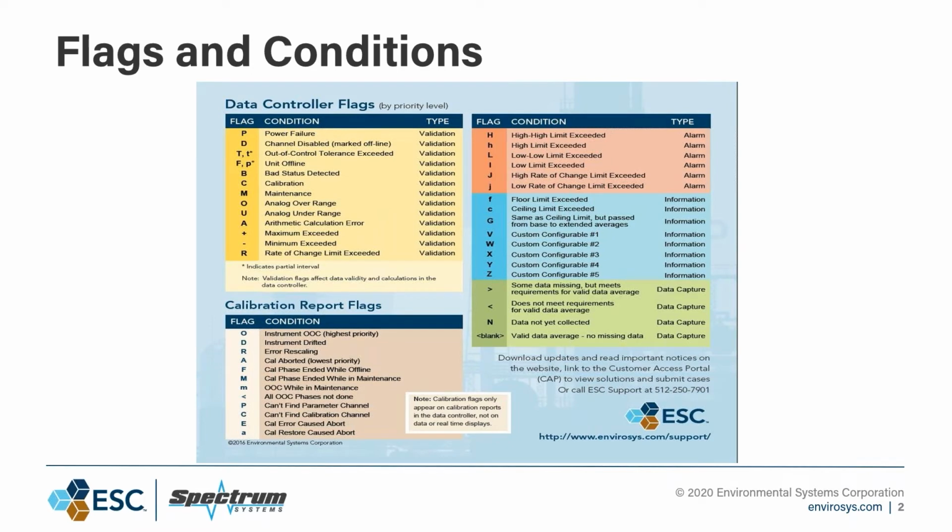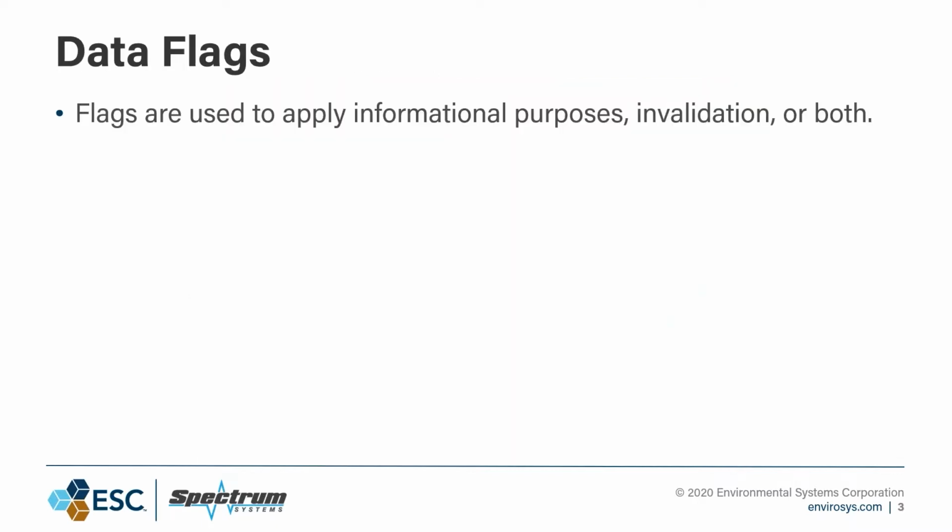Flags and conditions: we have validation, alarm, informational, and calibration flags, and the data controller stores data flags along with numerical averages. These data flags describe error conditions or alarms that took place during the averaging interval. The validation process described above allows the user to set up certain limits and conditions under which data can be flagged for informational purposes, validation, or both.